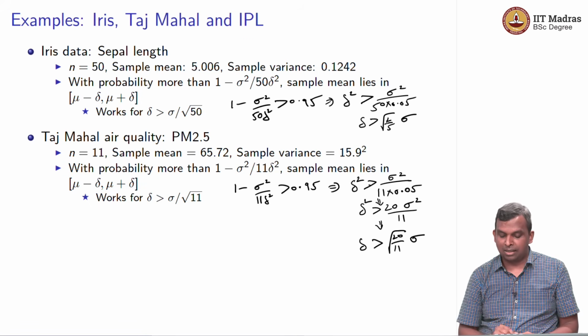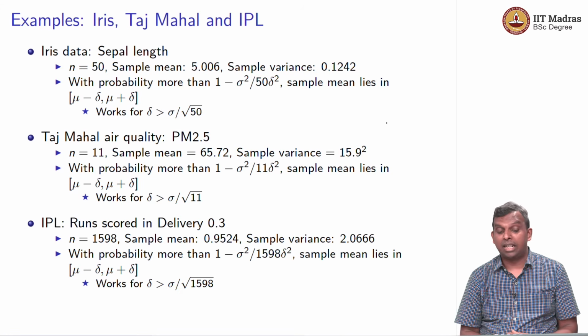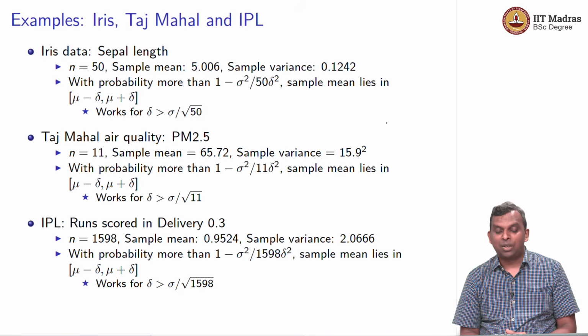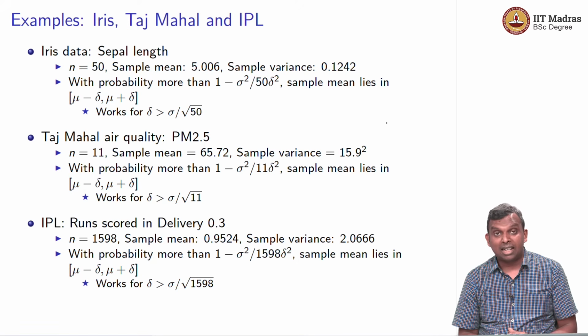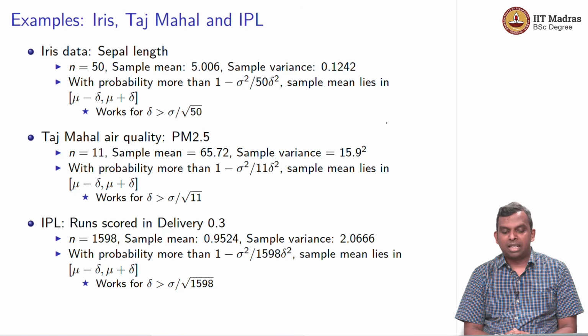So the numbers are quite important. Here is runs scored in a delivery, 0.3, and n is 1598. Sample mean is 0.9524, and you can be really confident about it. If you want 95% confidence, what would be delta? You'll get a very small delta, and you can be quite confident about where your sample mean is.